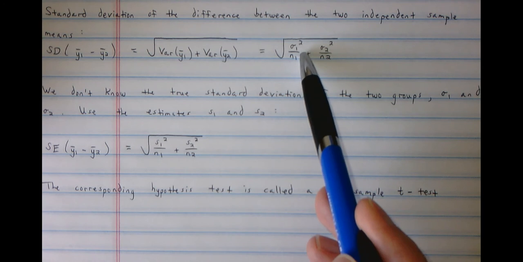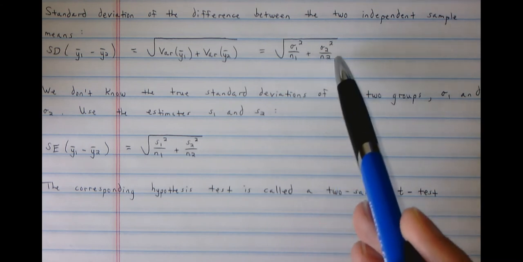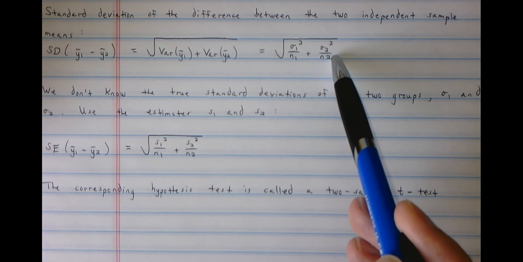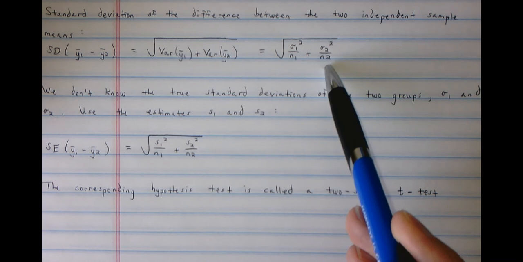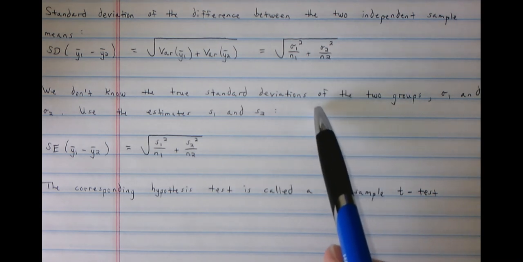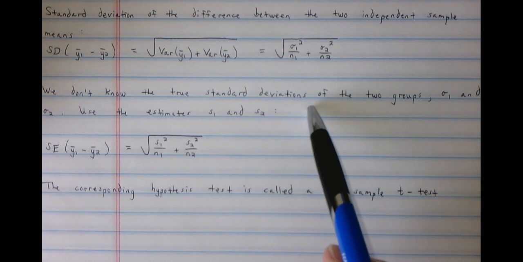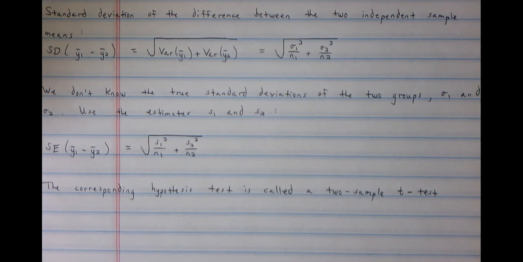Now, sigma 1 is the true standard deviation for population 1. N1 is the sample size for group 1. Sigma 2 is the true standard deviation for population 2, and N2 is the sample size for group 2. As always, we don't know the true standard deviations of the two groups, sigma 1 and sigma 2, so we'll use what we do know, and that is the sample standard deviations S1 and S2.